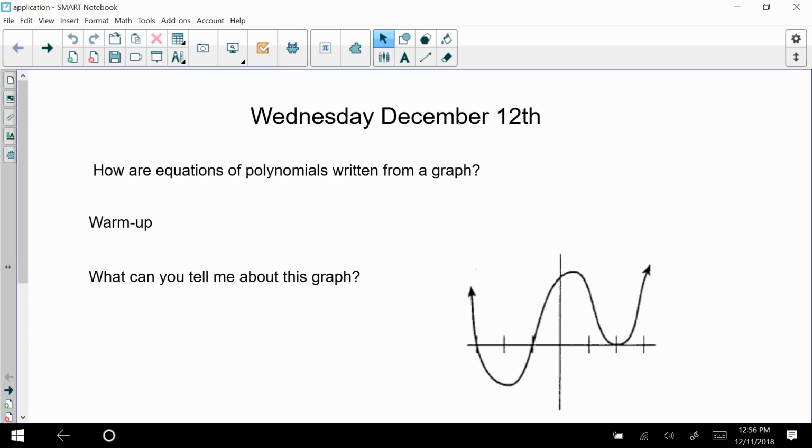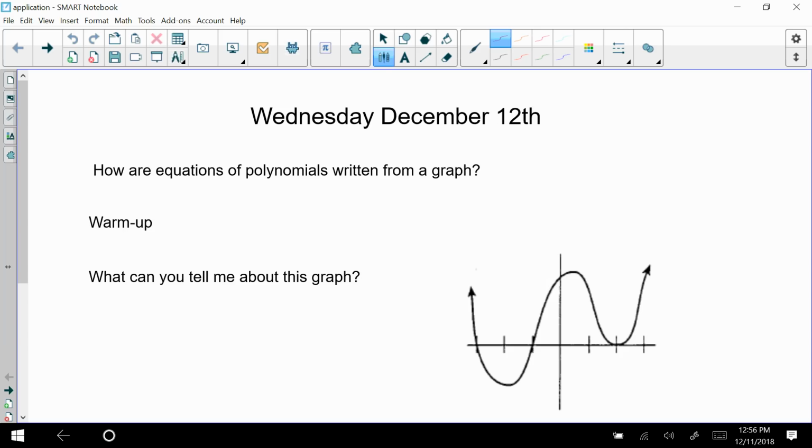Hey gang, as I said yesterday, you are kind of doing the reverse of what we've been doing lately. The last couple of days we have had an equation and we are trying to draw the picture of the graph. And today we're going to take a graph and we're going to write the equation from it.